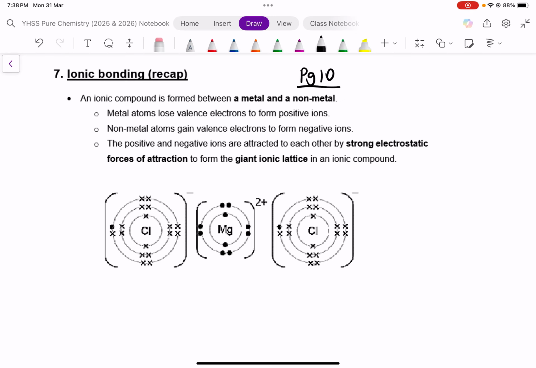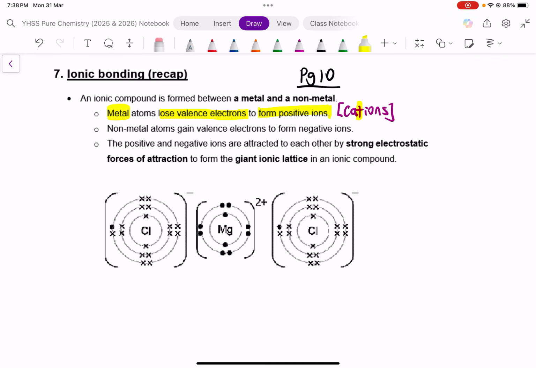Now page 10 introduces us to this concept of ionic bonding, which you have done with your chemistry teachers in Sec 3. Ionic bonding involves a metal losing valence electrons, and in the process of losing valence electrons, the metals will form positive ions. Now, positive ions are known as cations. The way to remember is that cation has a t inside, which is like a plus, positive charge.